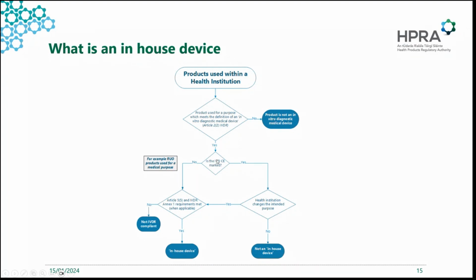If it is an IVD, then the next question is whether or not that IVD is CE marked. If it's CE marked and you're using it within the intended purpose, then it's not an in-house IVD. You're just purchasing a device and using it within the intended purpose. It's compliant with the regulation and nothing further is required. But if it's CE marked and you are changing the intended purpose, or if it's not CE marked, for example, it's research use only and you're modifying it to be used for clinical purposes, then the next thing you need to look at is, have you met the Article 5.5 requirements and Annex 1 in the IVDR? If you have, then you have a compliant in-house device. If you haven't met that yet, then it's not compliant, so you need to look at meeting those requirements.